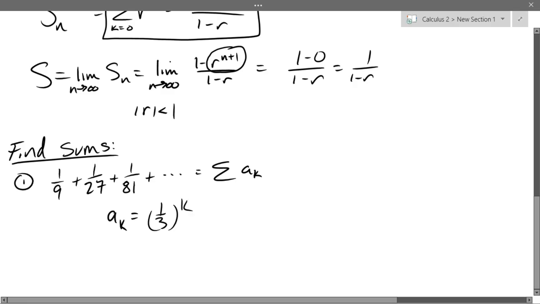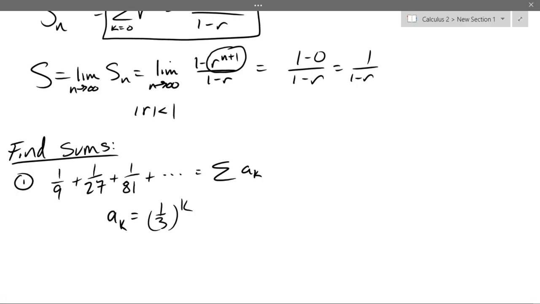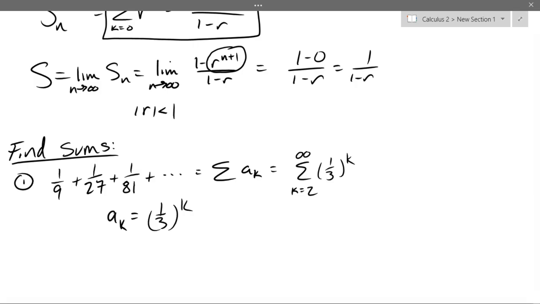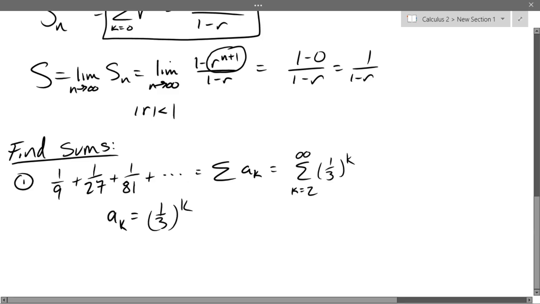So if we do 1/3 to the k power, what does k have to start at? 2. So that should work: starting at 2, you get 1/9, at 3, you get 1/27, at 4, you get 1/81. So these are equal.